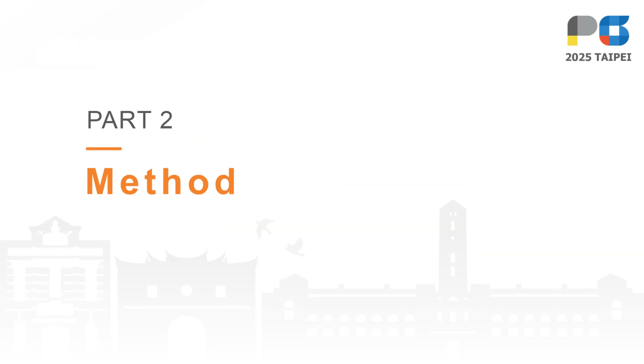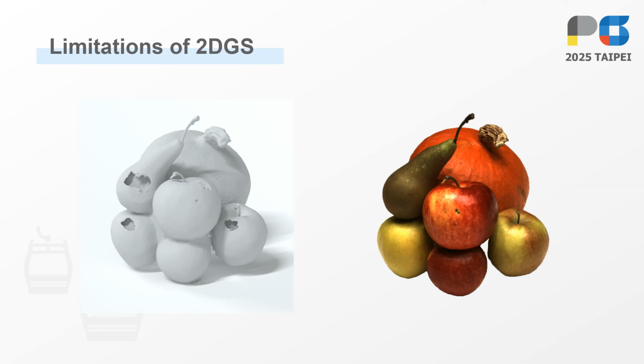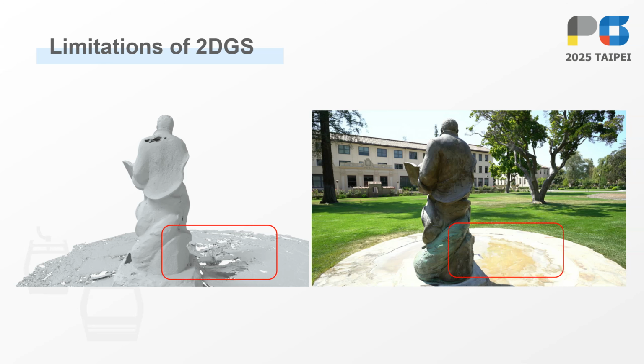Now introducing our method. Let's begin with the limitations of 2DGS. During surface reconstruction, we frequently observe large holes and pits on the reconstructed surfaces, which triggered us to investigate further. Upon closer inspection, we found that these defective regions are predominantly located at highlight spots on glossy or semi-glossy surfaces, such as the specular reflections on fruits, or smooth planar surfaces.